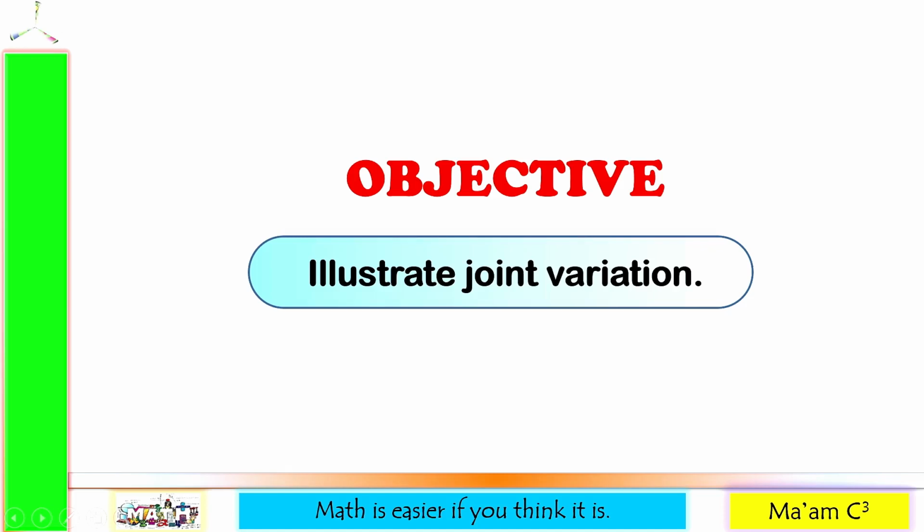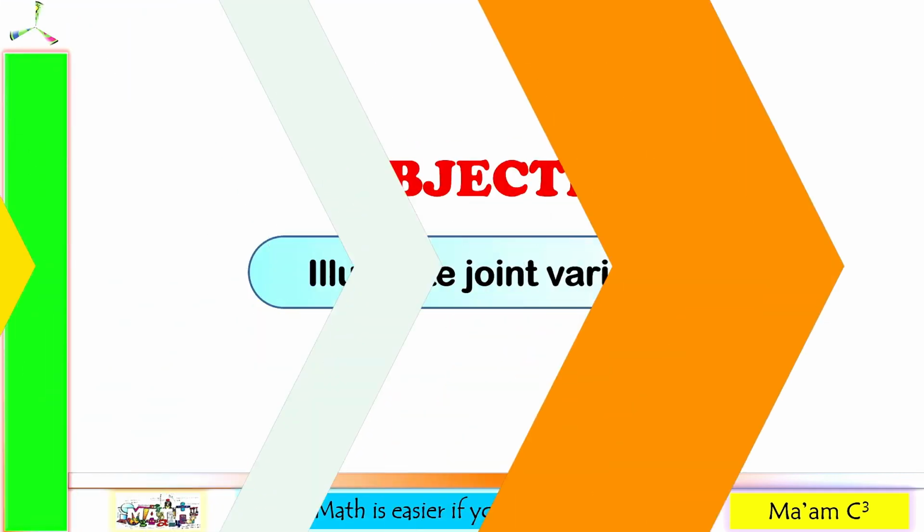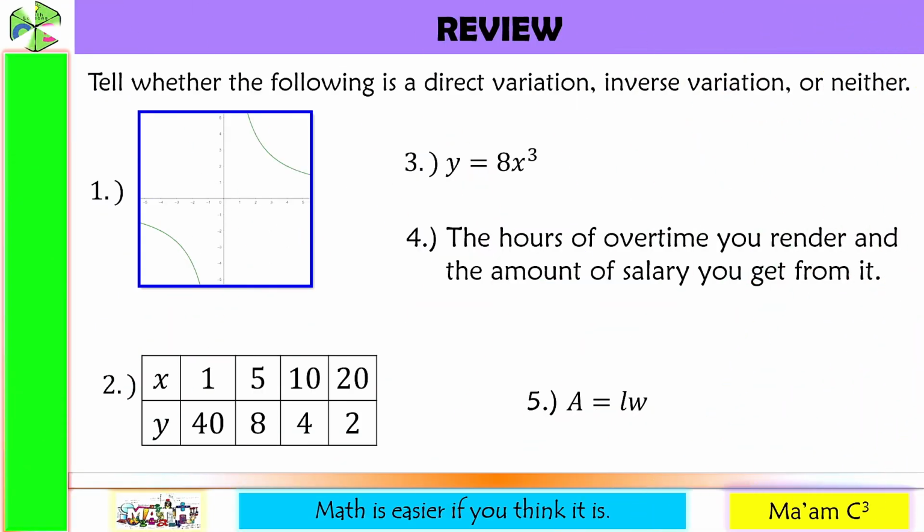Our objective in this lesson is to illustrate joint variation. Let's have a quick review of our previous lessons. Tell whether the following is a direct variation, inverse variation, or neither of the two. Number one is a graph of an inverse variation.